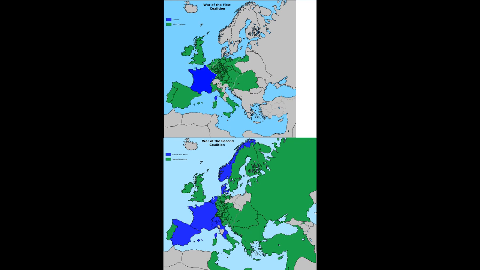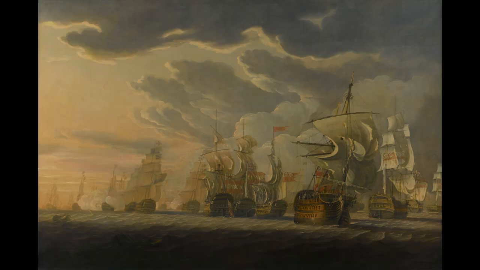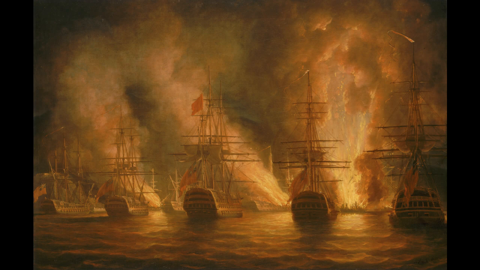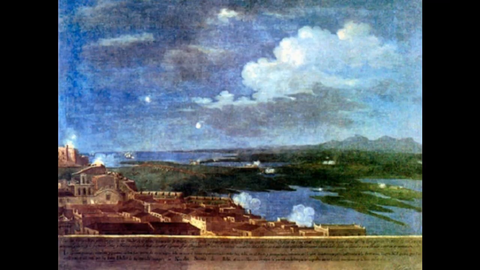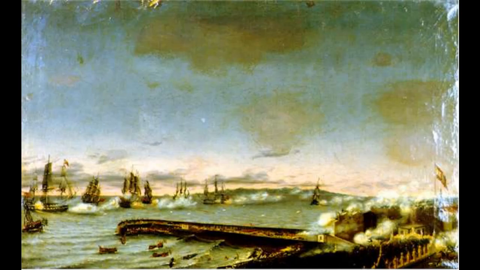This affected Spain immensely because now the British were attacking Spanish shipping and ports in both Europe and the Americas. For example, in 1797, the British destroyed a Spanish fleet off the Cape of St. Vincent and captured the island of Trinidad. But the British also failed to take the islands of Puerto Rico and the Canary Islands.